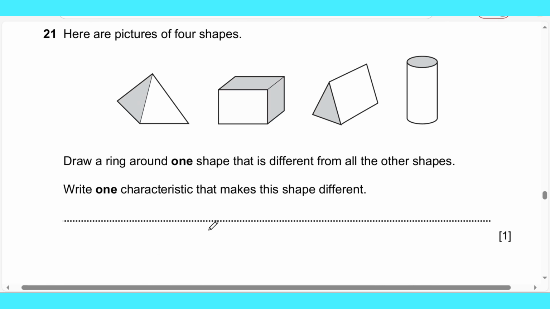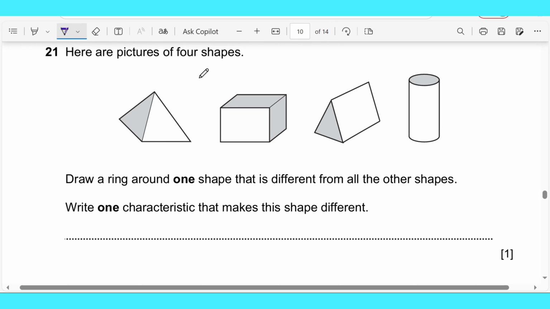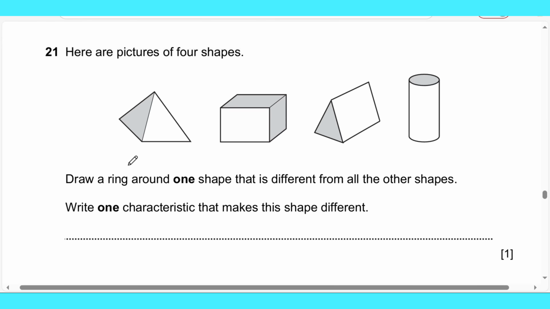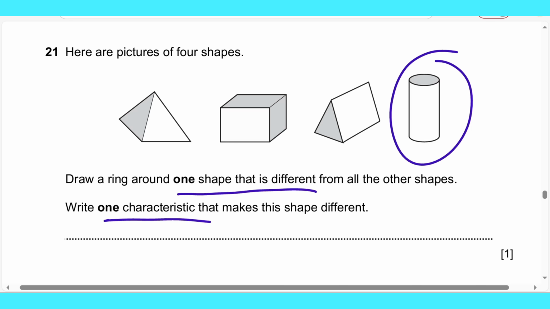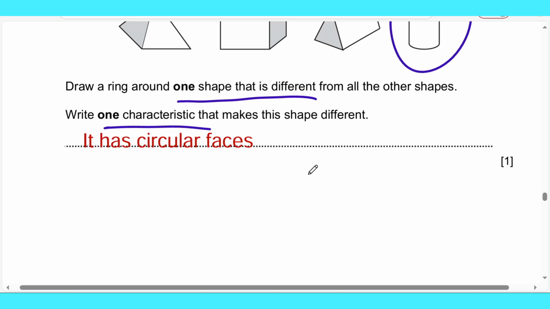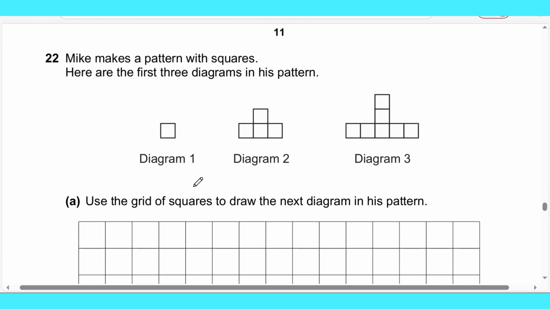Number 21. Here are pictures of 4 shapes. Draw a ring around one shape that is different from all other shapes. Write one characteristic that makes this shape different. So are you ready with your answer, guys? So we should circle this one. One shape is different, one characteristic, as this has a circular face. So we answer here, it has circular faces. Next, let's move on to number 22.